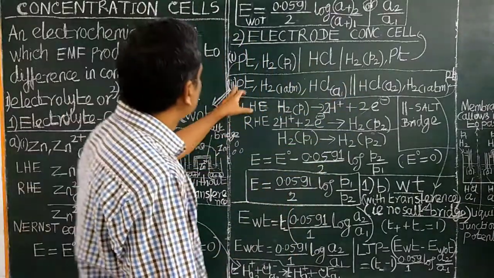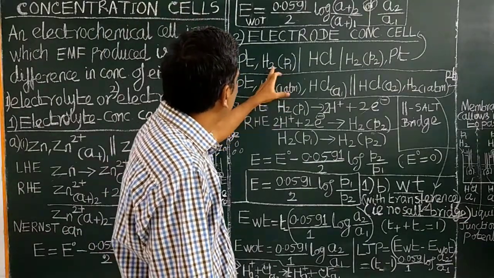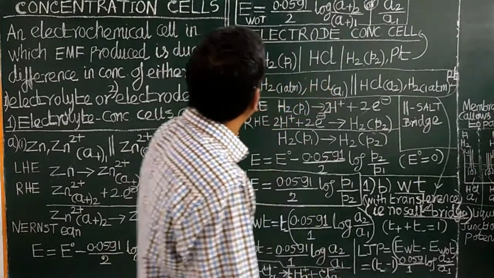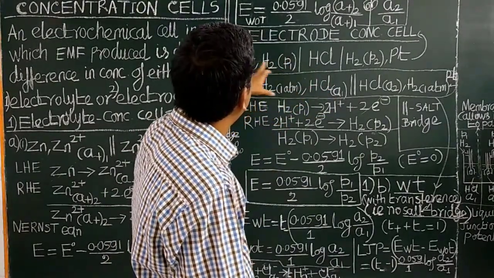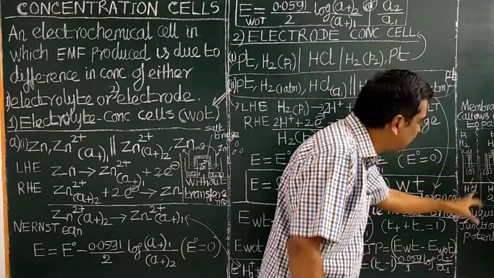And therefore, there is another possibility. Now you fix the hydrogen at 1 atmosphere. Here the two platinum electrodes of different partial pressures of hydrogen are dipped in the same HCl.